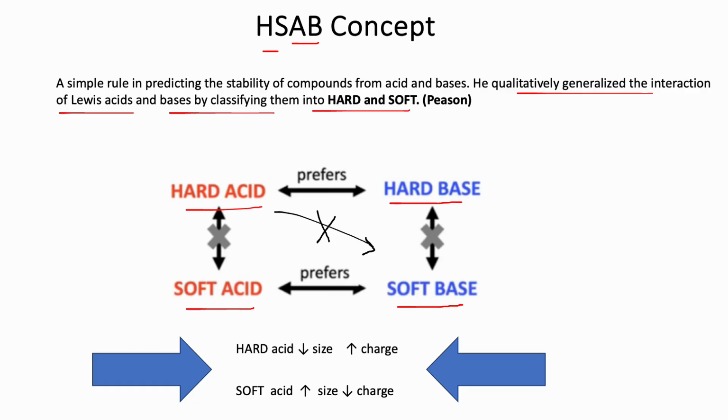So what are hard acids? Hard acids are ions, or cations generally, that have small size but high charge. Soft acids naman have big size and low charge. So the key takeaway here is hard prefers hard, soft prefers soft, and hard acids are small in size but high in charge. Soft acids naman are big in size, low in charge.